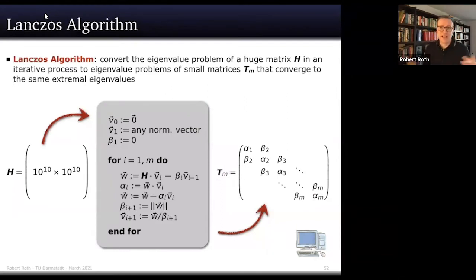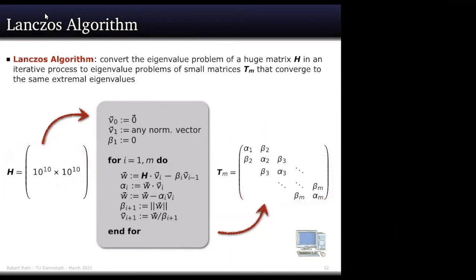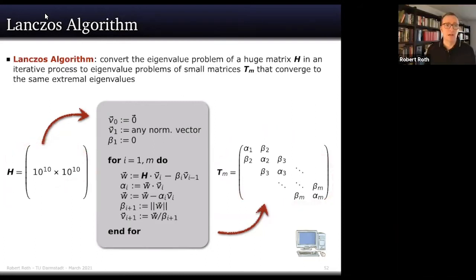And in practice, I only have to go to something like 30 or 40 iterations, which means a 30 by 30 matrix, which you can easily solve with any eigenvalue solver on your phone or whatever. So this is what is done here. You convert a big matrix into a small matrix, which has the same extreme eigenvalues once they are converged. Now the question is, okay, that sounds nice, but is it really computationally feasible to do this thing in between?